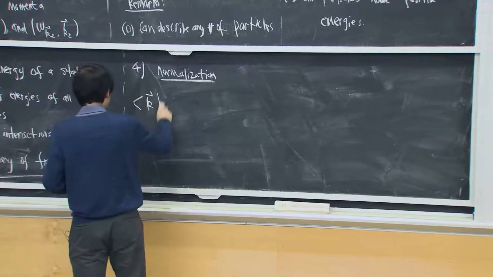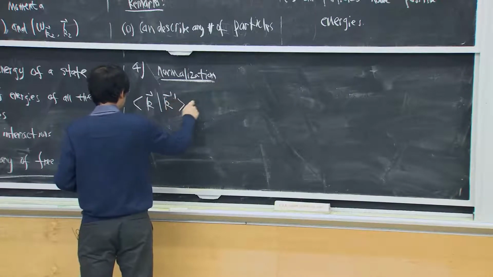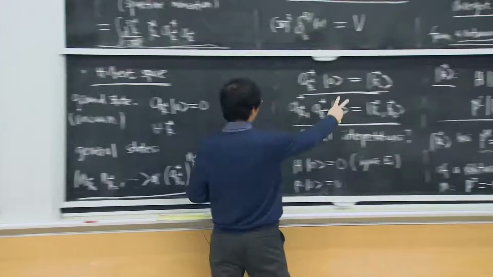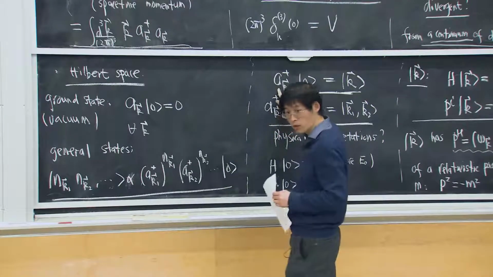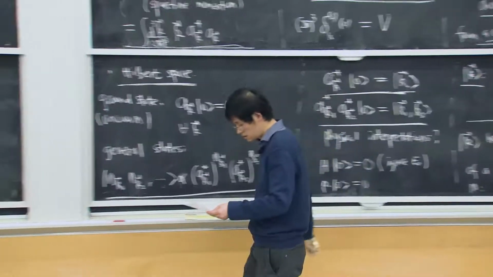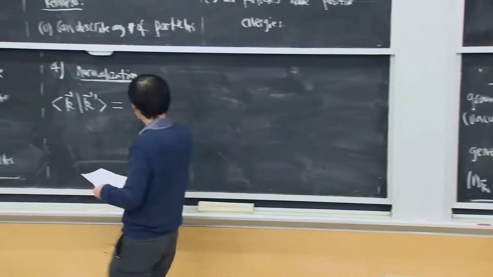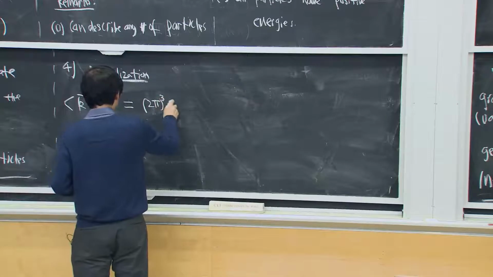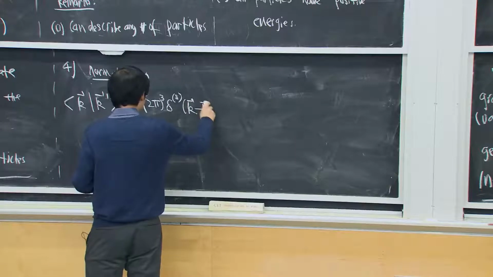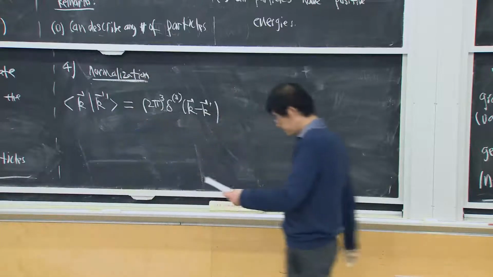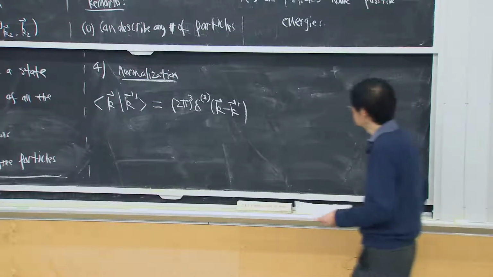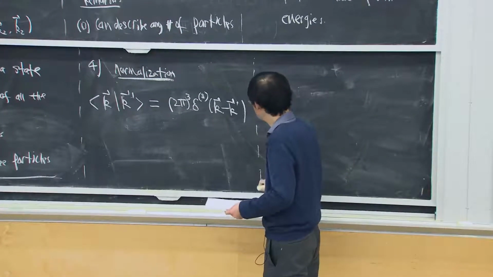So let's look at k with k prime. If you take the overlap of this with the k prime, you can reduce this to the commutator of a_k and a_k prime dagger. So you will get just this. Again, this is a 5-second calculation. So you find this if you do the overlap. But you already did it in your P set.